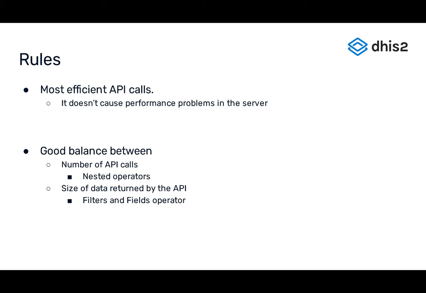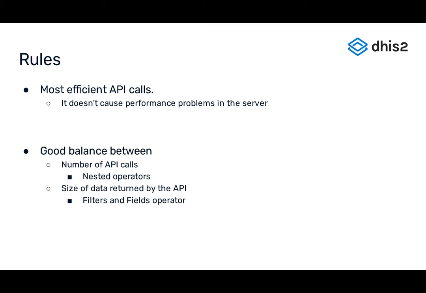And also the size of the data returned by the API is important. If we say that we are only using the data from DHIS2, the metadata that we need, then for that, as Austin was mentioning, we have two operators, the filters and fields operators. Right now in the SDK, we have been doing this for the last, I would say, two years. So I think that we have everything there that the Android developers need.